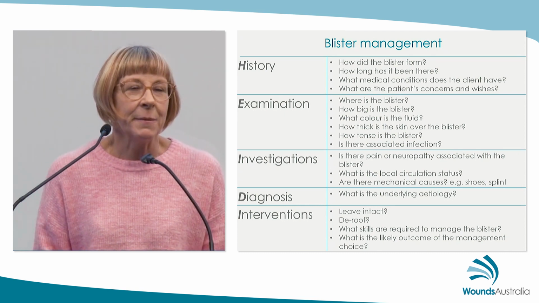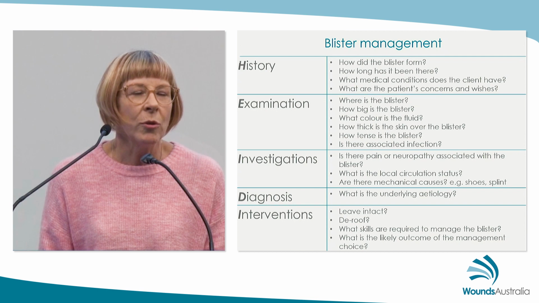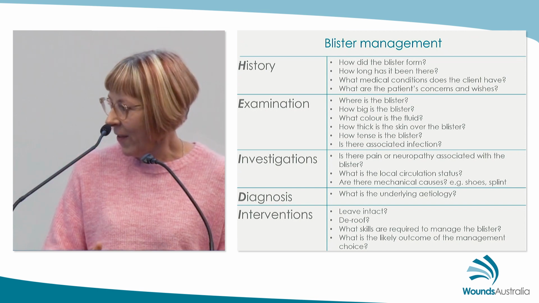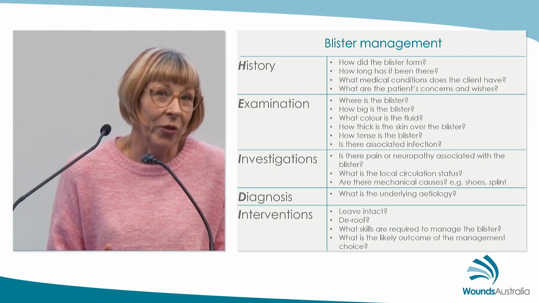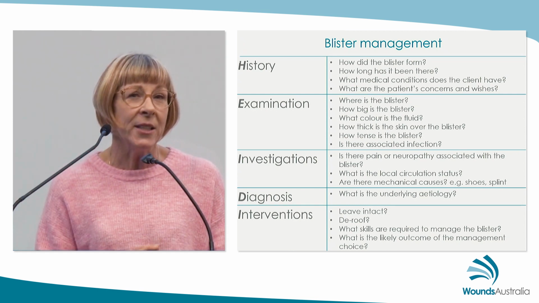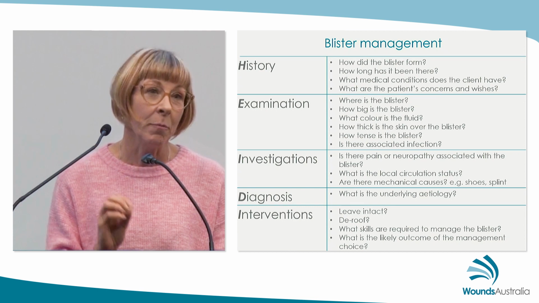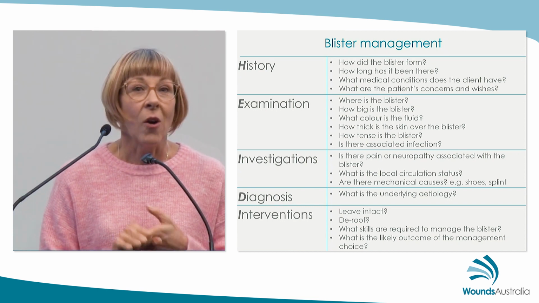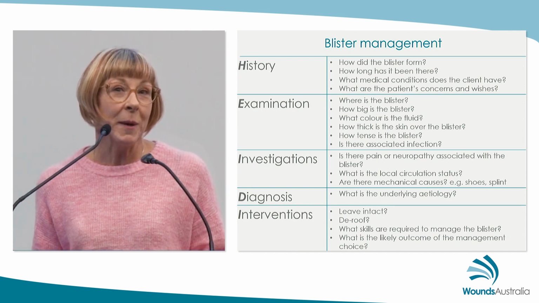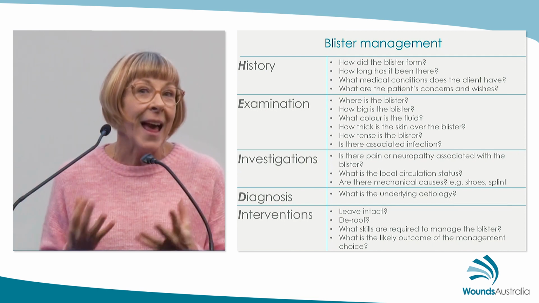If we have a look then at maybe some investigations, that would centre around other etiologies. So is there pain or neuropathy associated with the blister? What's the local circulation like in the area? Are there any obvious mechanical causes to this? So that you can hopefully come down before you make a decision as to what the underlying etiology of that blister is. And that's really important, because then you've got to decide, do you leave it intact? Do you take it off? And what skills are going to be required to manage the blister or the wound subsequent to that if you take it off? And what's going to be the outcome of that choice?